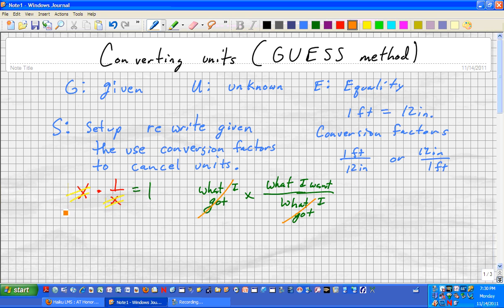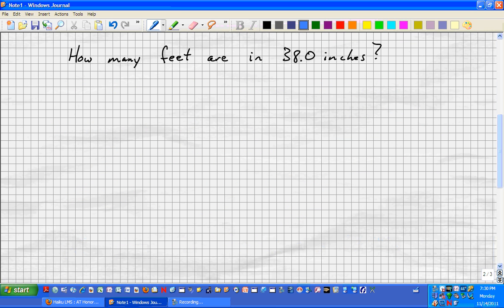The last S is to solve. And that's simply calculate the solution. Let's go ahead and take a simple example. Question is, how many feet are in 38 inches?